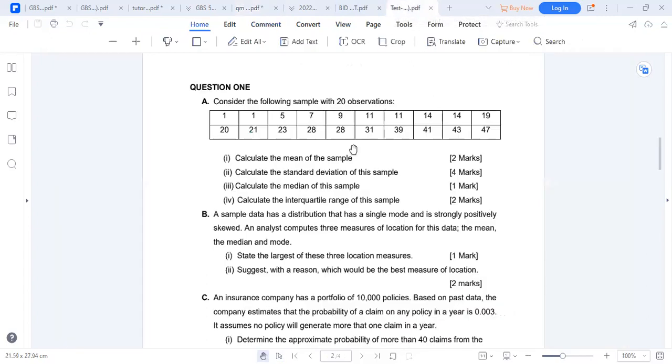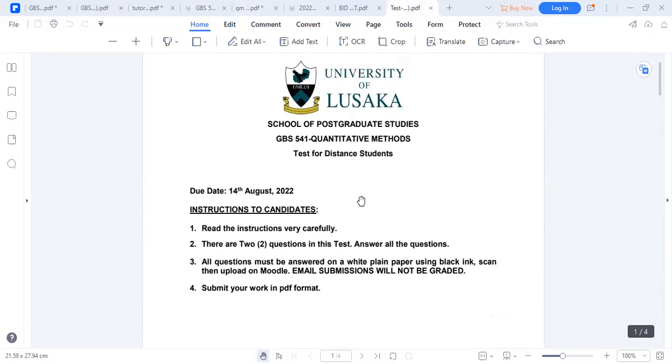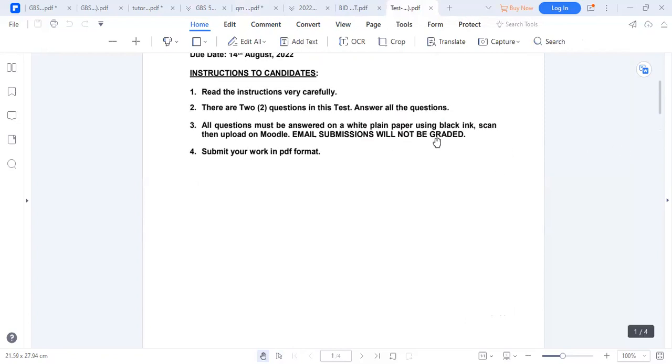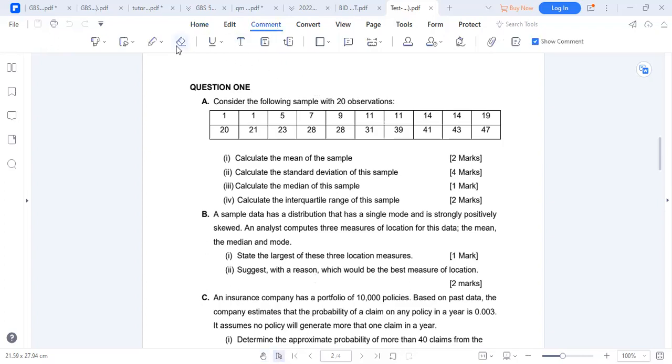All right, so this was a test for August last year for the distance students. We are given information like this. Number one, calculate the sample mean. Sample mean simply adding all these figures, dividing by the number of observations, 20. Calculate the standard deviation. Standard deviation has its own formula.